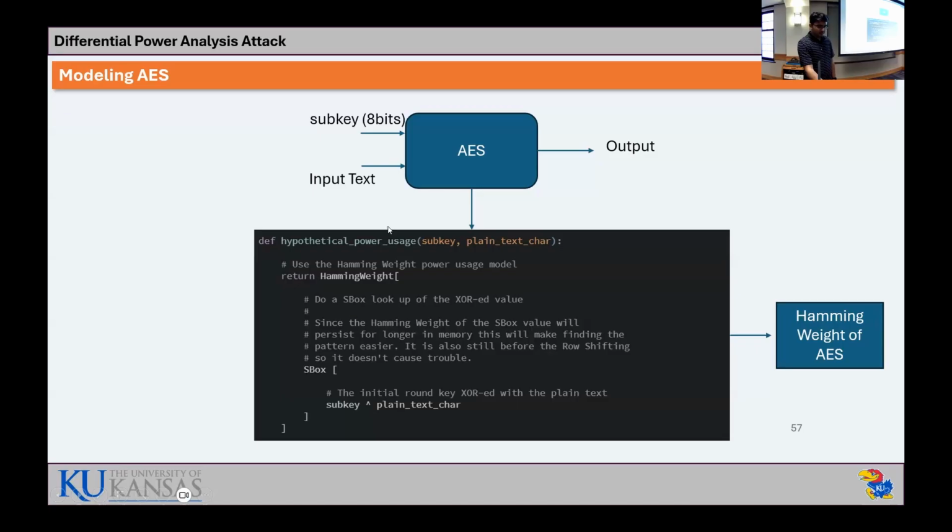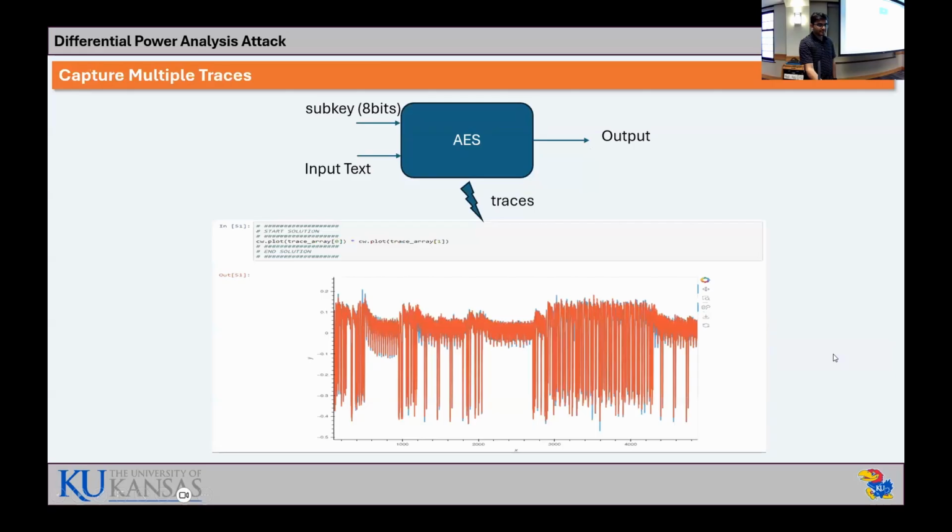First we take the input text and the subkey. The subkey means 8 bits of the whole key. We give it to the AES and get an output. Basically it's just an XOR operation, and you get the output from this function, which is the Hamming weight of the AES. Then we do the same thing on the real AES hardware, and we get the simulated power and real power traces.